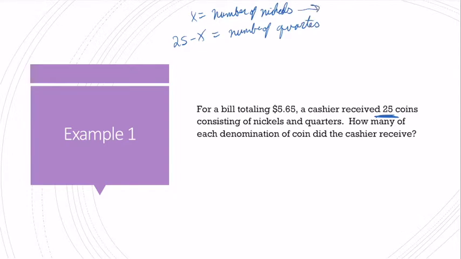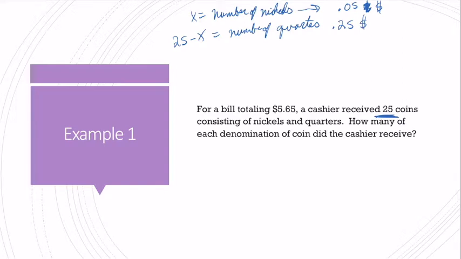It's important to note that nickels are worth 5 cents, so they're worth $0.05, right? That's a nickel, 5 out of 100, 5 cents. And $0.25 is the value of a quarter, okay?